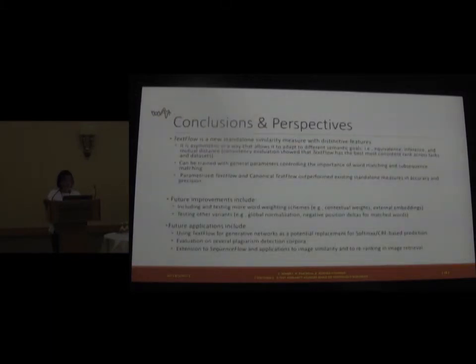So in conclusion, TextFlow is a new standalone similarity measure. It's asymmetric, and because of that, it allows you to adjust it for different tasks. You can train it for different evaluation metrics and probably different collections, or you can use a canonical form. In the future, Yasin plans to experiment more with these and also maybe replace the softmax layer with the TextFlow.